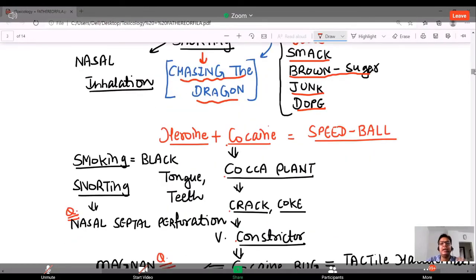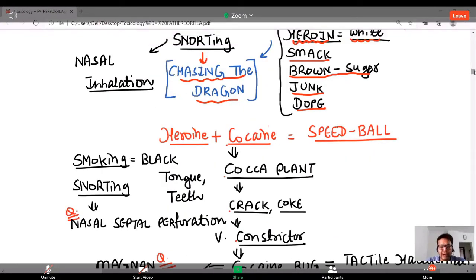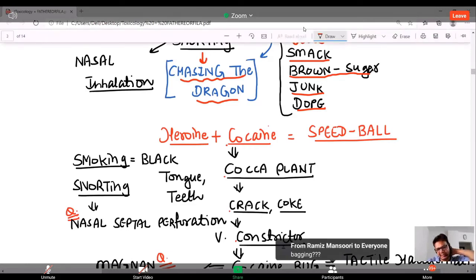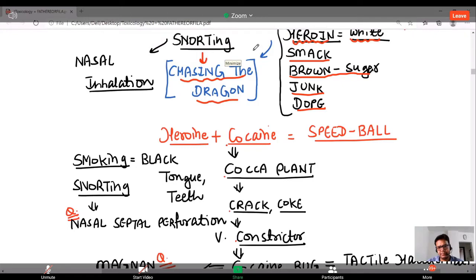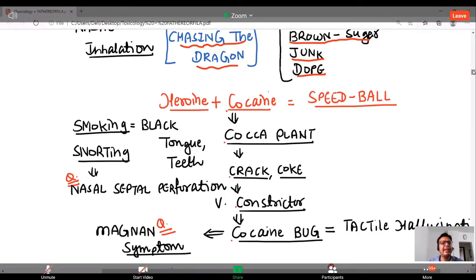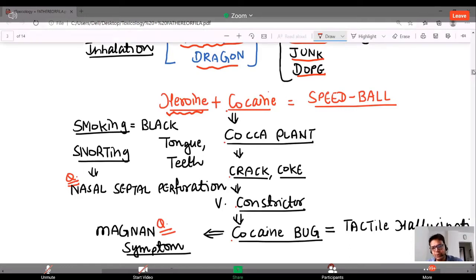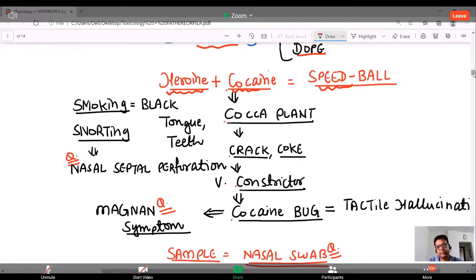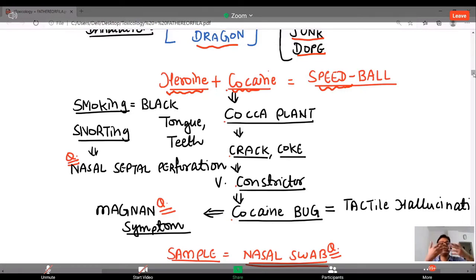Okay, these are the names of heroin: heroin, smack, brown sugar, junk, and dope. Yes, it is bagging. Bagging is different; I will tell you this term. Plastic bag use is bagging. Heroin plus cocaine, sir, is known as speedball. This combination of heroin and cocaine is known as speedball.